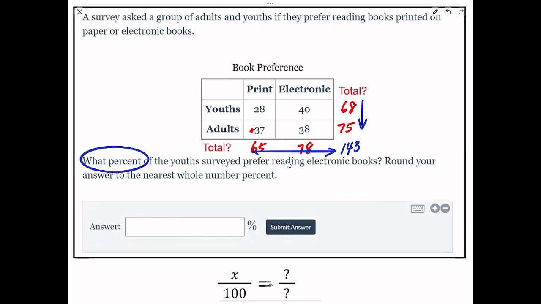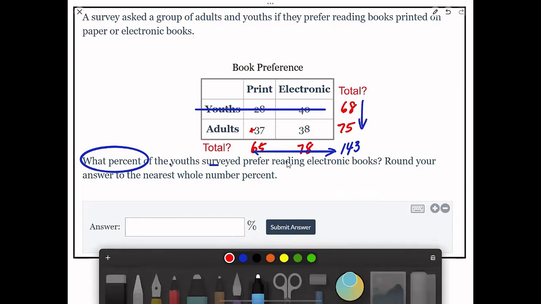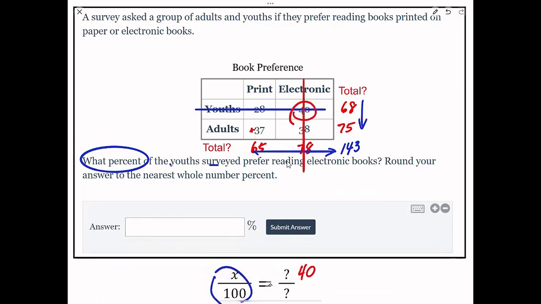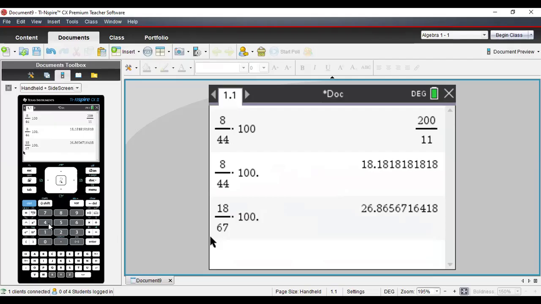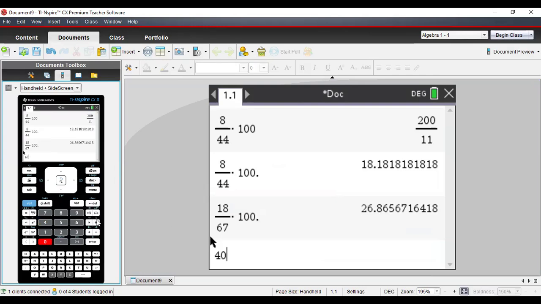So it says what percent, so again, it's going to be X over 100 of the youth surveyed prefer reading electronic books. So one of our categories is youth, and the other category is electronic. So we have 40 youth who prefer electronic, and we have a total number of youth at 68. So we're just going to do 40 divided by 68. And then we're going to multiply that times 100, put a decimal.